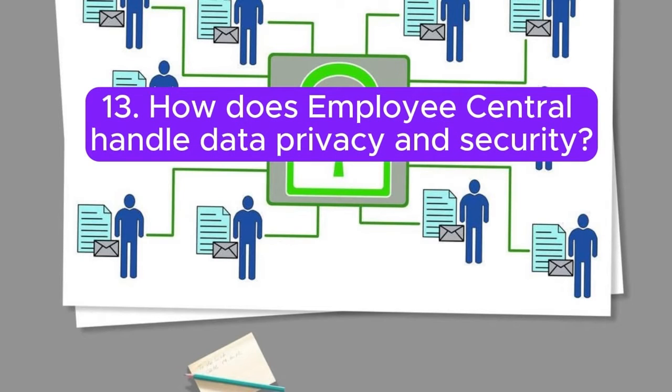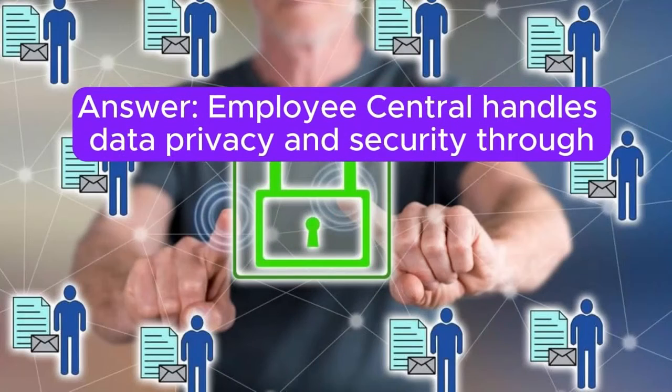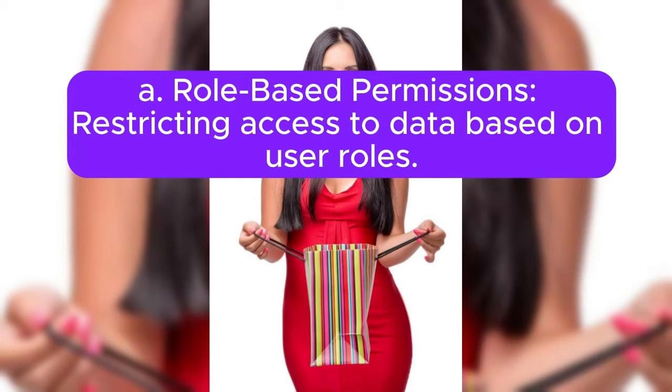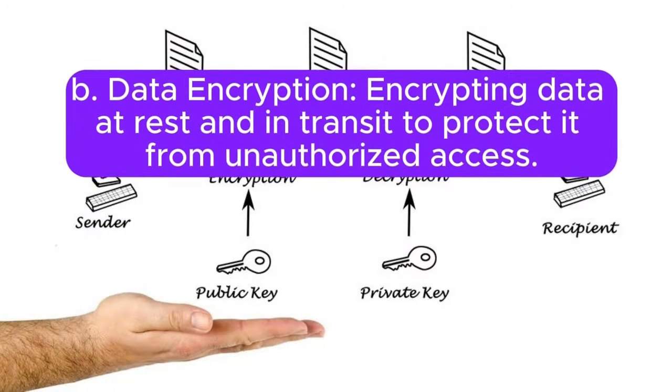13. How does Employee Central handle data privacy and security? Answer. Employee Central handles data privacy and security through: A. Role-based permissions, restricting access to data based on user roles. B. Data encryption, encrypting data at rest and in transit to protect it from unauthorized access.